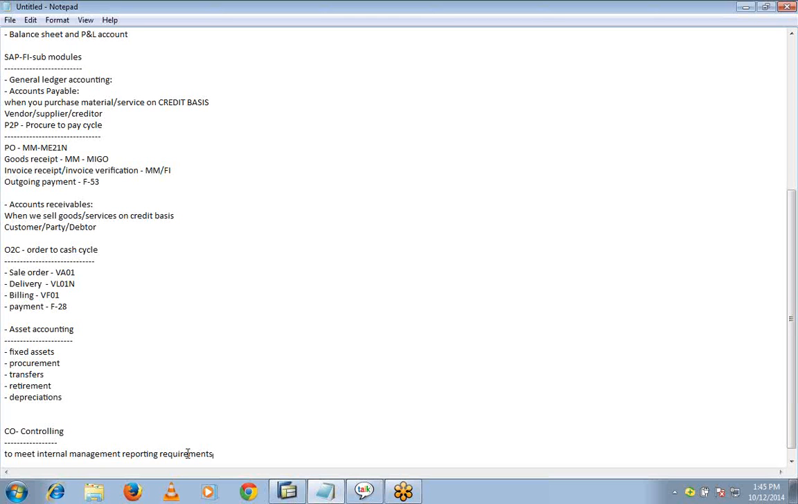Yes. So you are going to get reports like this. You will have actual values, you will have the plan values, so that you can compare. You can see the variance.